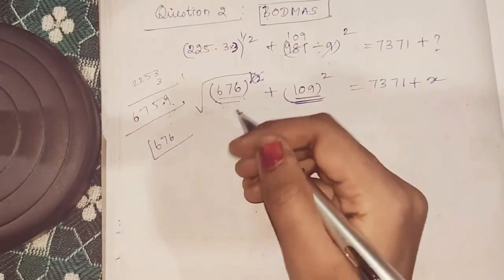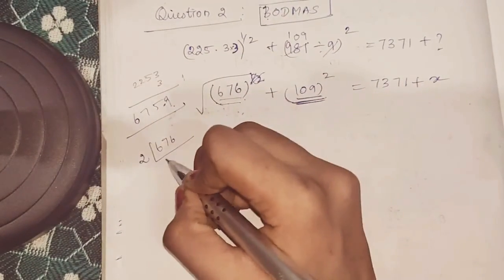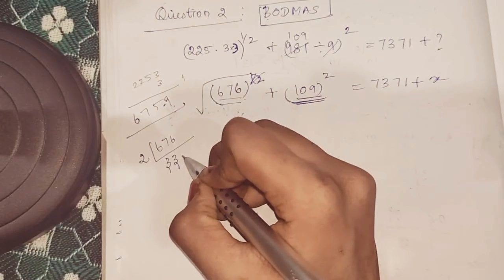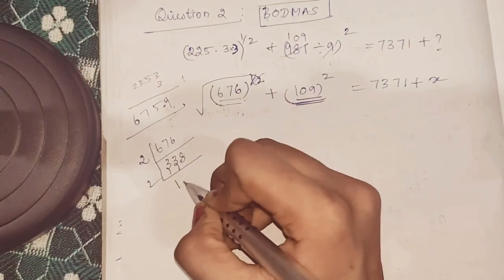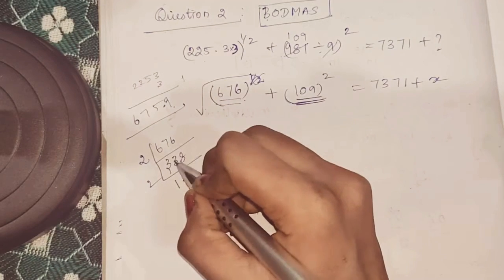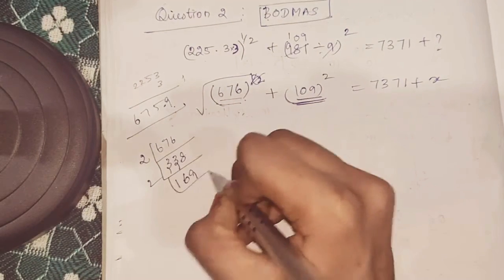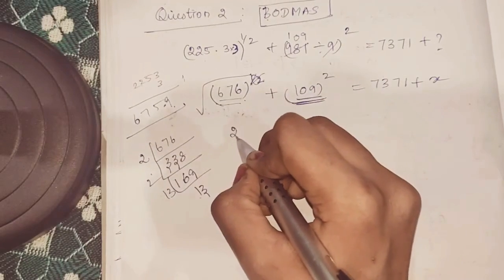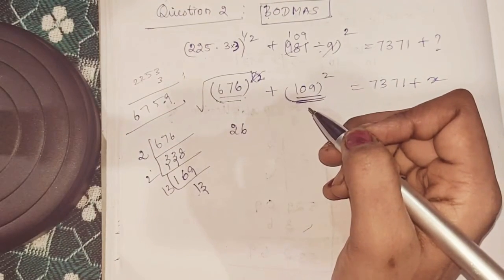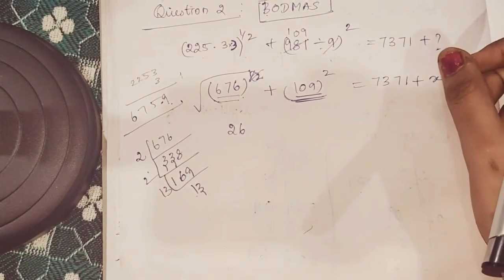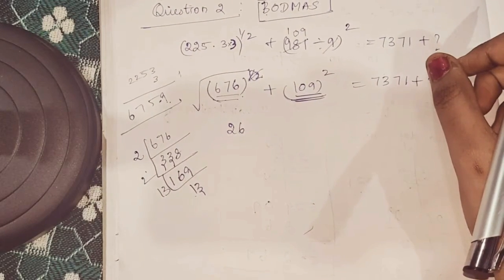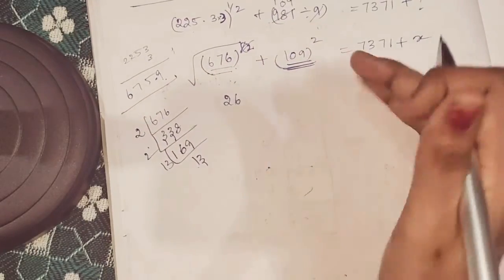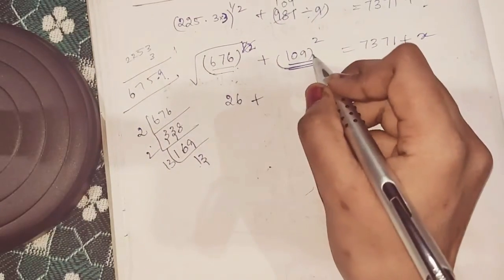I think this is very easy for you to find. 2 3s are 6, 3 2s are 6, 8 2s are 16, 2 1s are 2, remaining 1 6 9. Here 13 into 13. So 13 2s are 26. So 26 square is 676. I know many of you already know the value of 26 square, that is 676, plus now 109 the whole square.